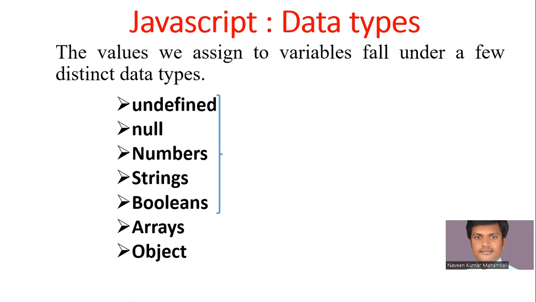The first 5 we call primitive. The last 2 we call composite. Now we will try to understand arrays. First, watch my previous video to understand these primitive data types, then continue with the present video.